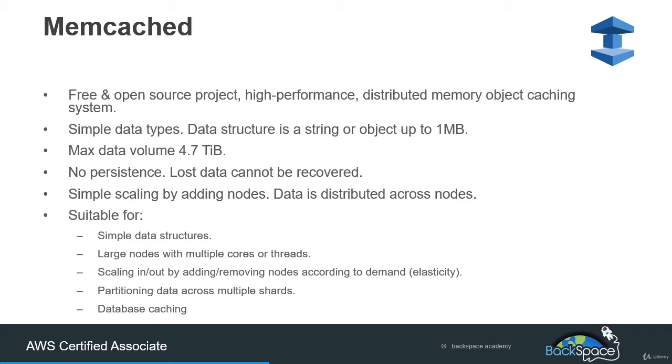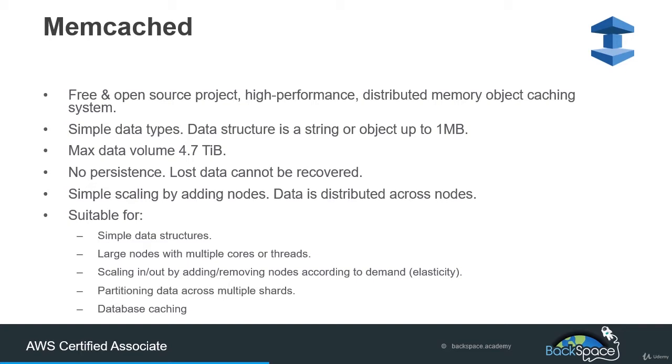So memcached is a free and open source project and provides a high performance distributed memory object caching system. It only supports simple data types, and the data structure is a string or an object up to 1 megabyte. The data volume maximum that you can have in a memcached cache is 4.7 TB, and there is no persistence of data. If data is lost inside a cache, it cannot be recovered. But that is not such a bad thing, because this is a caching engine and you would normally use it in front of a database. So if you lost the data in your cache, you can always retrieve that data back from your original data source, being the database behind that cache.